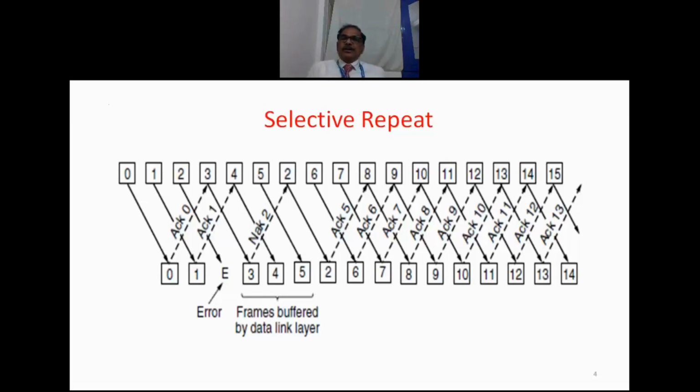So this is how in the network the data link layers of sender and receiver stations communicate with each other using various protocols, whether the channel is noise free or noisy. Out of these, the highest performance protocol is selective repeat.